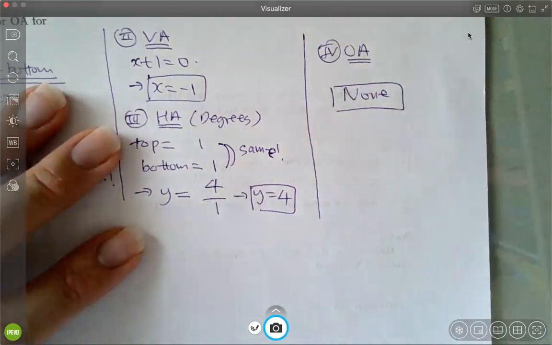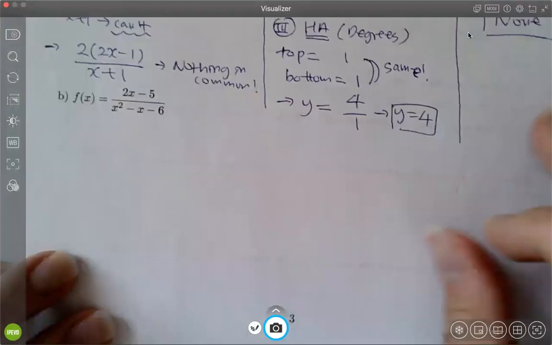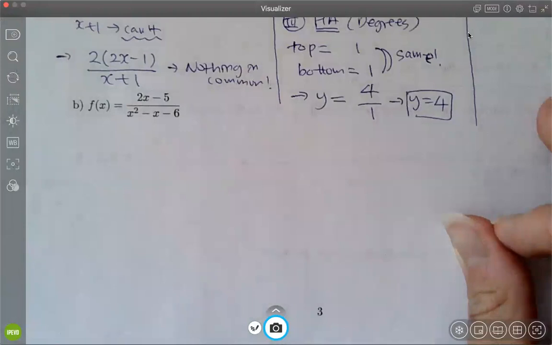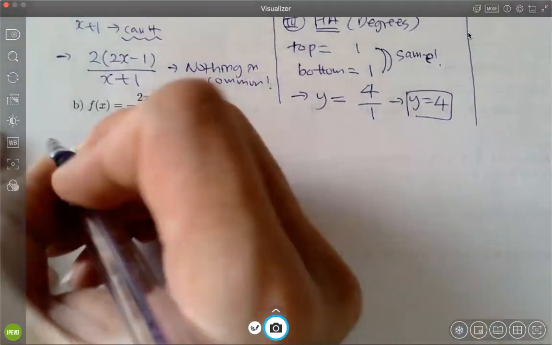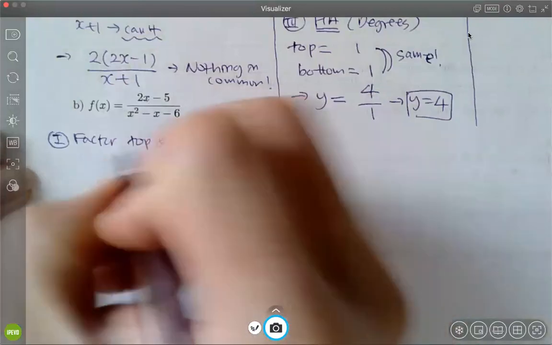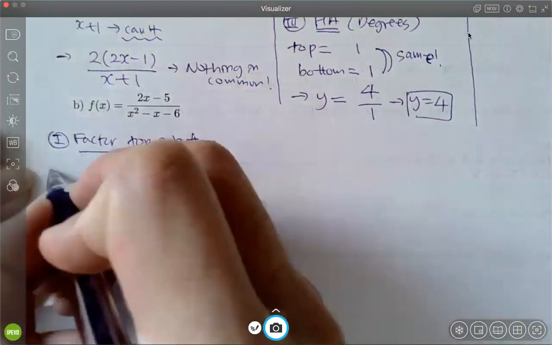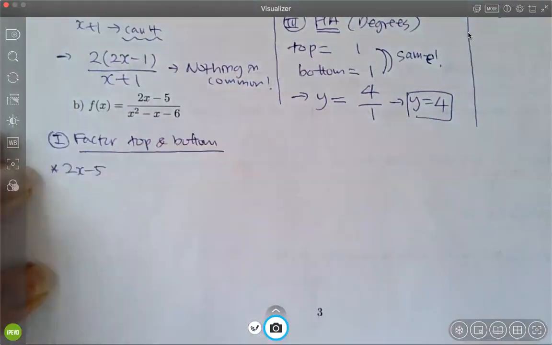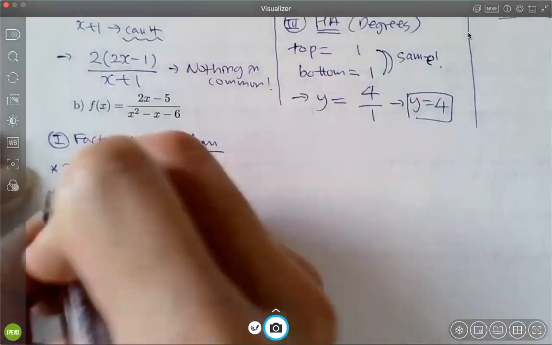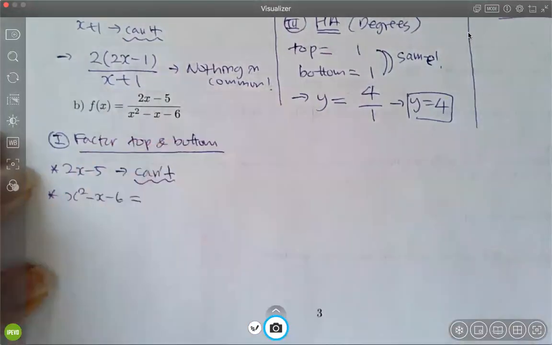Okay, so now part B. 2x minus 5 over x squared minus x minus 6. So again, let's factor top and bottom to see if there is any common factor. So first, 2x minus 5. Can this be factored? No, right? Because there's no GCF. Oops, can't. Now, what about x squared minus x minus 6? Can that be factored? Yeah. What times what?